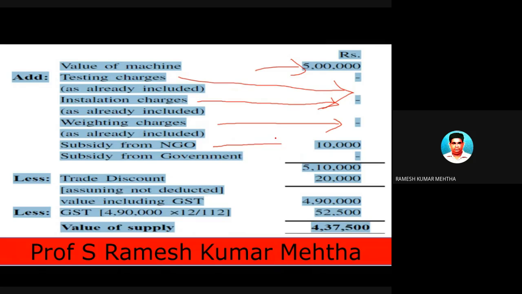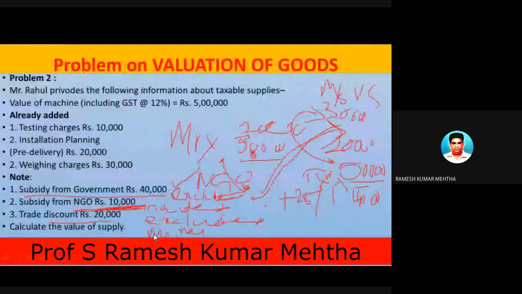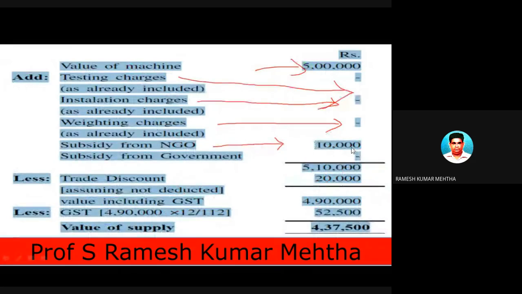Now subsidy by NGO, this is a very important one. I told you, this should be included. You remember, this should be included, whereas this 40,000 should not be included. So this has to be included, so we are including 10,000 rupees. Whereas subsidy from government should not be included, so we have not considered. So now the price is 5,10,000 rupees up to this stage.